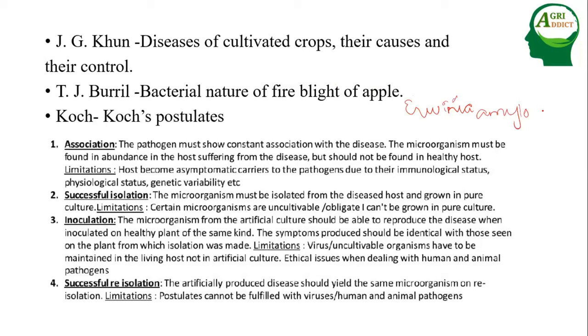There are four main basic principles of plant pathology, which is Koch's postulates. If you want to say that any organism is a pathogen, it must satisfy Koch's postulates. Then what are Koch's postulates? It says that the pathogen must be associated with the diseased plant. Secondly, you must be able to isolate the pathogen and do the subculturing. Thirdly, it must be able to be inoculated to a healthy plant. And fourthly, when you inoculate it to a healthy plant, it must show the same symptoms shown by the diseased plant. So when an organism satisfies all these postulates, then we can say that it is a pathogen.